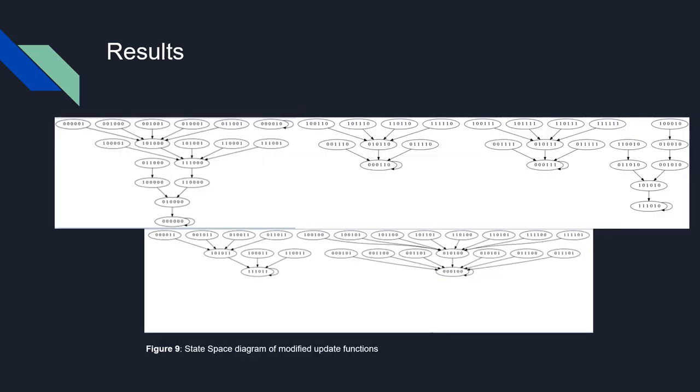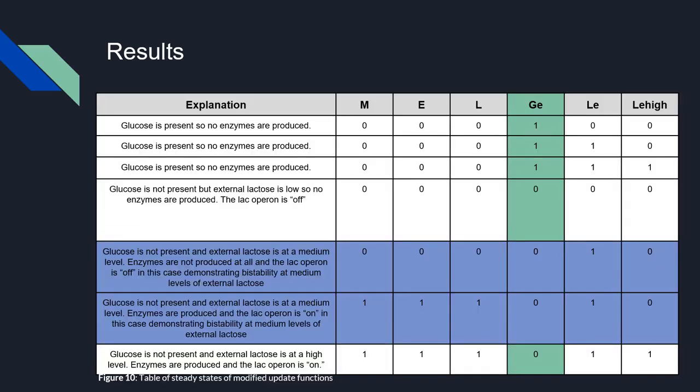Figure 9 shows a state space diagram for the modified update functions. These steady states are shown by the nodes that have an arrow that feeds into themselves. Figure 10 shows a table of the steady states of the modified update functions. In the first 3 states, glucose is present, so no enzymes are produced and the lac operon is off. In the last 4 states, glucose is not present. In the 4th state down, glucose is not present, but external lactose is low, so no enzymes are produced and the lac operon is off.